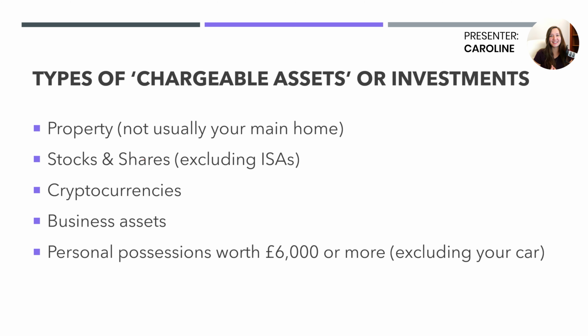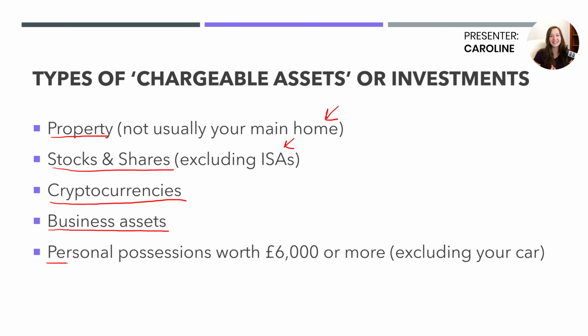And before we get into that, here are some examples of chargeable assets or investments. So when you sell a property, income from stocks and shares, so not when you receive dividends, but when you specifically dispose of the stocks and shares. And again, we will go through what disposing means in a second. Cryptocurrencies are another type of assets. Business assets, so if you are a sole trader and you have sold assets as a part of the business, then capital gains tax would arise from that.